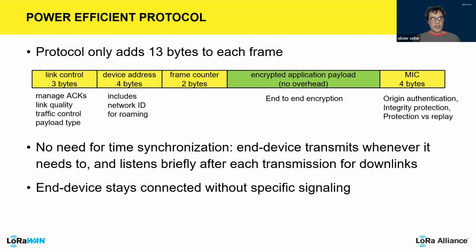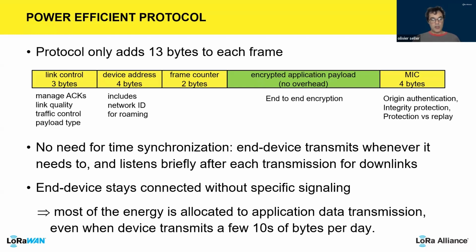And an end device stays connected without specific signaling. So this means that most of the energy allocated to a LoRaWAN operation is actually spent to transmit useful data, even when the device transmits a few tens of bytes per day. That's really why the protocol is optimized for low data rate devices, and the power is very efficient in this case. Of course, it's still as efficient when more data rate is transmitted, but the difficulty is to have something efficient when very, very few bytes per day may be sent.